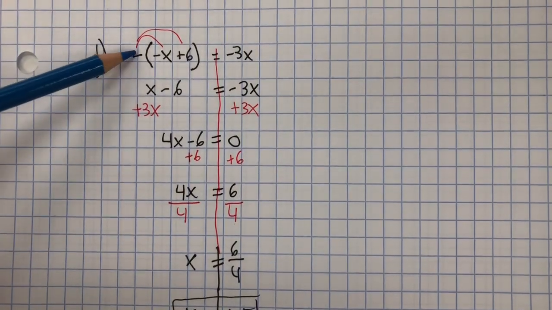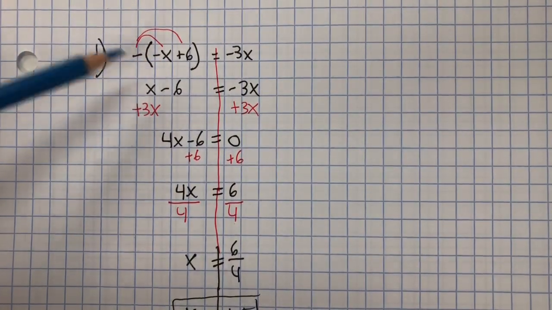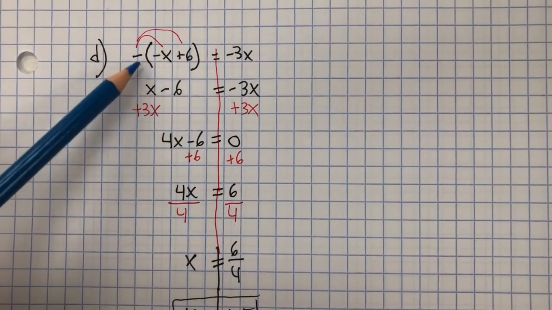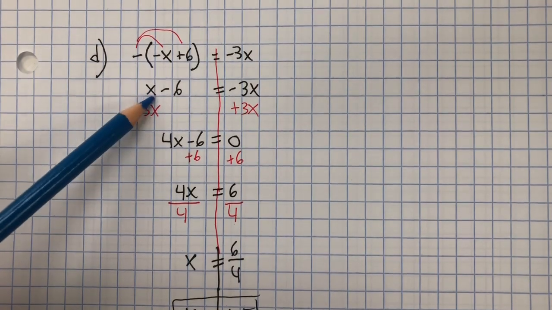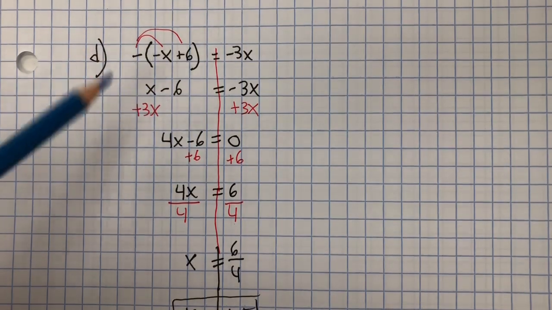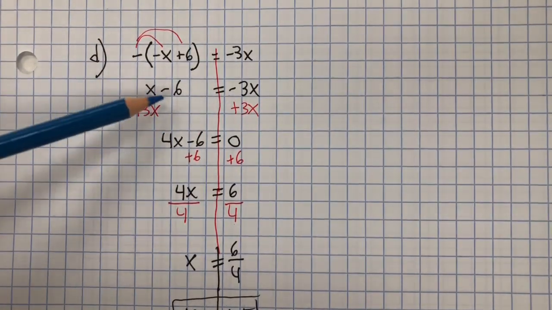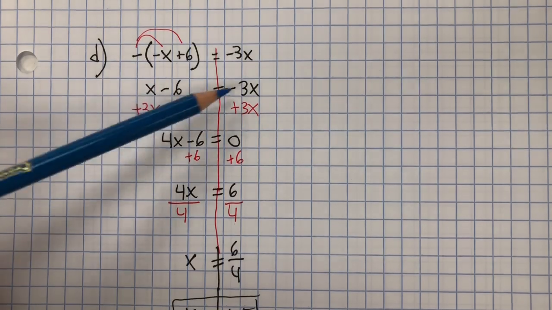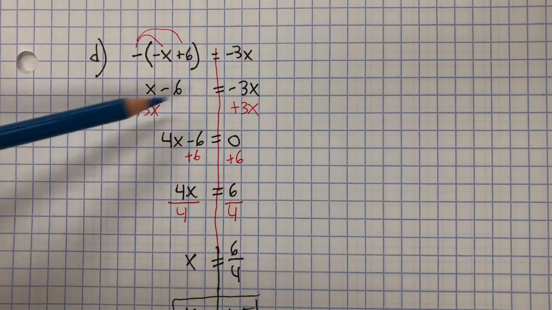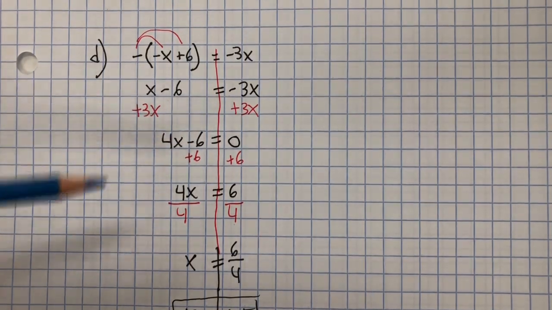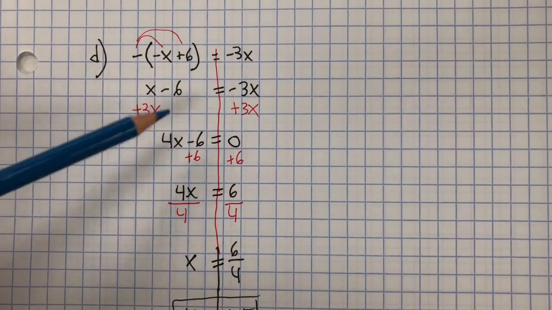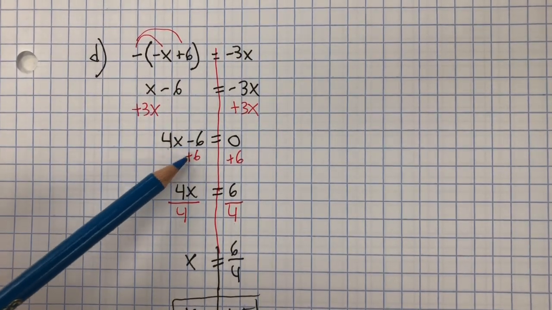In problem D, we have to do distributive property. Once I distribute the negative, negative multiplied by negative is a positive, negative multiplied by positive is a negative. Now I simplify the equation, and I want to get the variables to the side that has the greater value, so I'm going to add 3x to both sides, and I get x plus 3x is 4x. Inverse property of subtraction is addition.